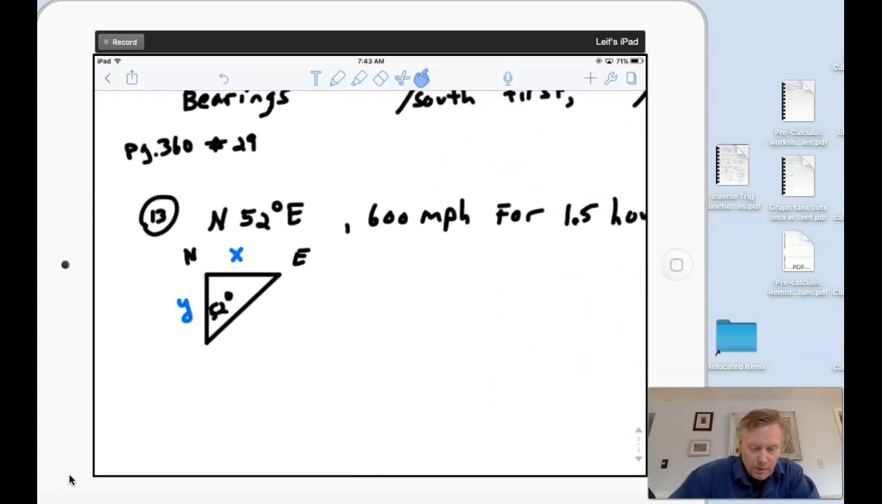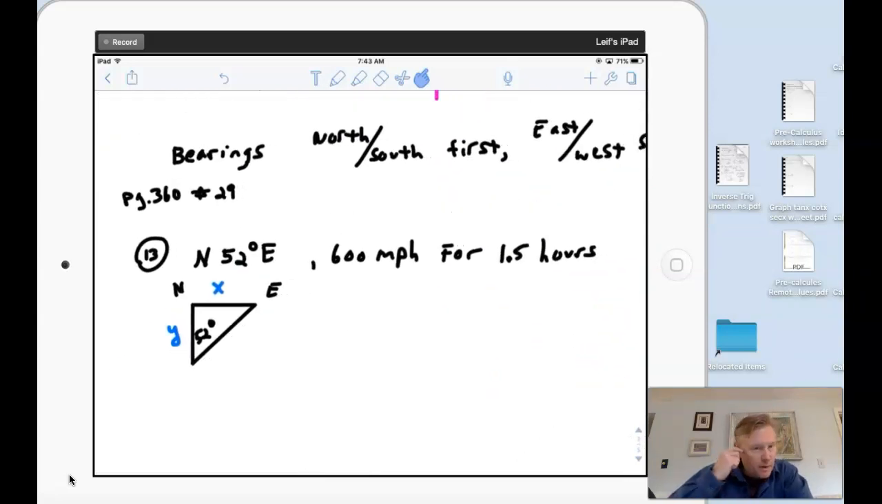So this one up here, the problem goes like this. You have a bearing. This is on page 360. The question says: you fly an airplane at 600 miles per hour and has a bearing of 52 degrees. After flying an hour and a half, how far north and how far east will the plane have traveled from its point of departure? So it's north 52 degrees east, 600 miles per hour for 1.5 hours.